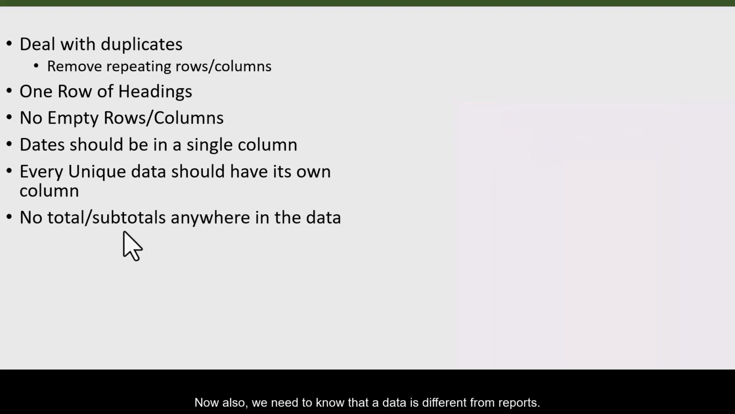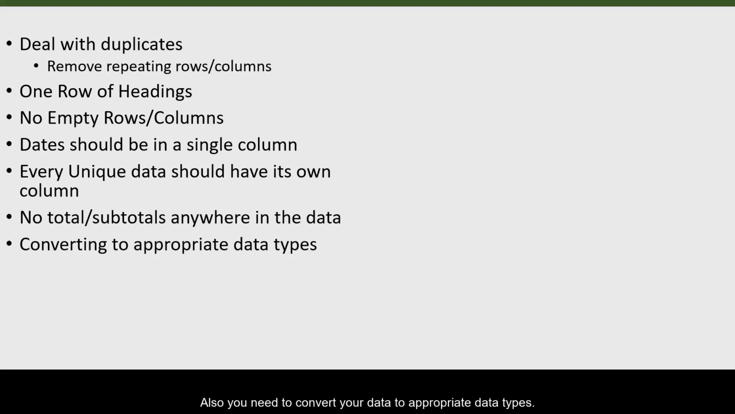Now, also, we need to know that data is different from reports. There should be no total or subtotal anywhere in the data. When you are working with your data, make sure you remove totals or subtotals in your report. Whenever you have total and subtotal, it changes that data to a report because a report is what contains summaries. So take note, there should be no total or subtotals anywhere in the data. Also, you need to convert your data to appropriate data types. Your data should be in appropriate data types.